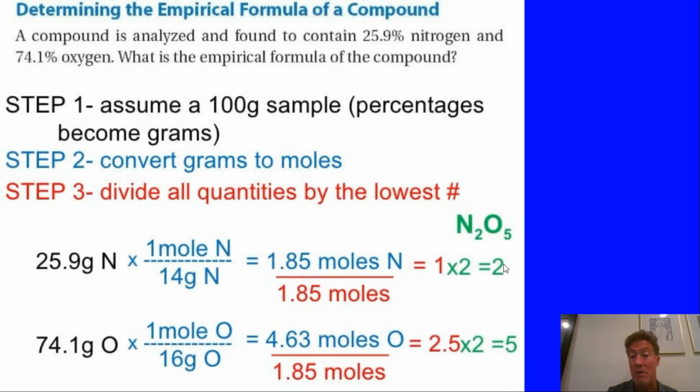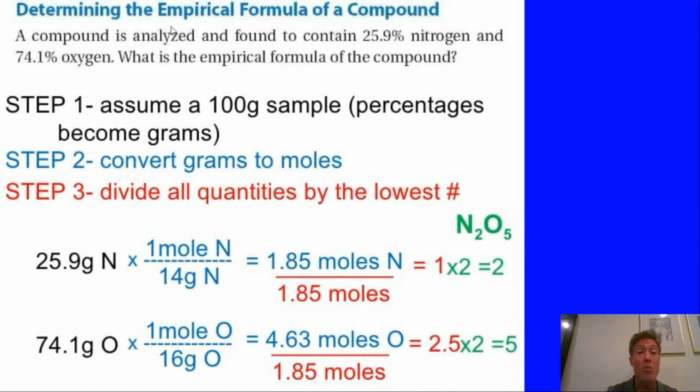And those become our subscripts. So this 2 becomes the subscript for the nitrogen, N2, dinitrogen. And the 5 becomes the subscript for the oxygen, pentaoxide, dinitrogen pentoxide.